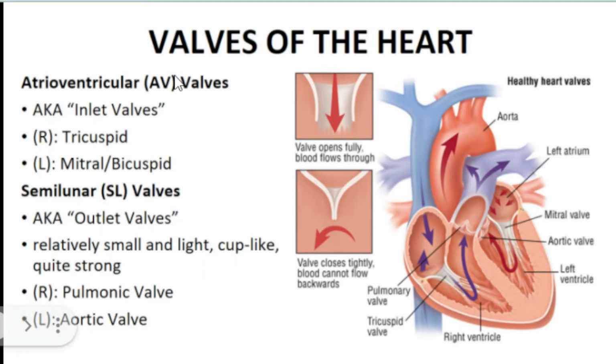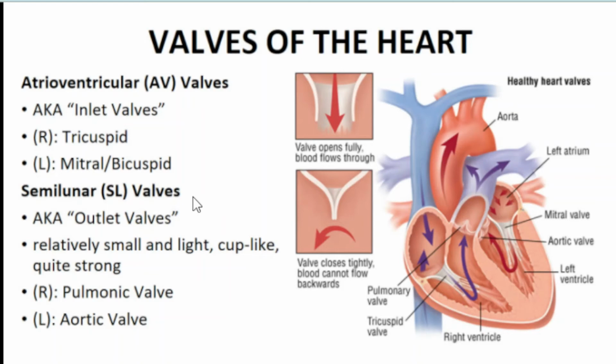And there are two main types of valves in the heart. The first is your atrioventricular valves, or AV valves, and it's quite obvious where they are located. They are right between the atrium and the ventricle. And the second is your semilunar valves, which are also known as your outlet valves, because these are the valves that the blood has to pass through before they go to the pulmonic and the systemic circulation. So, unahin natin yung AV or atrioventricular valves.